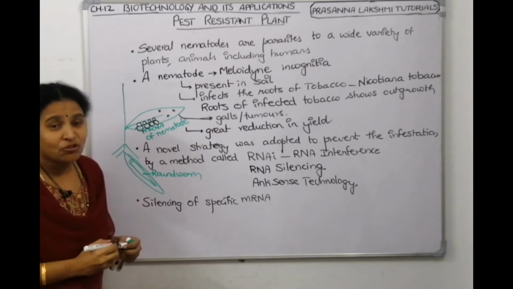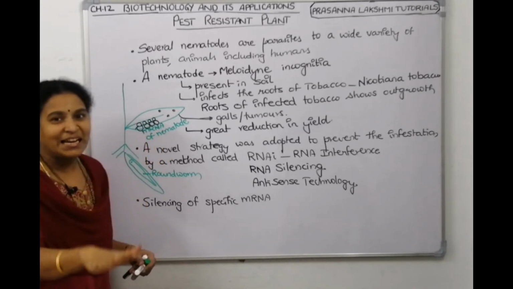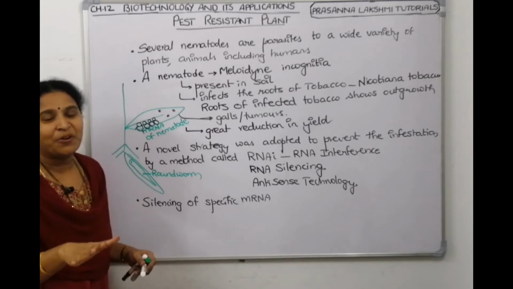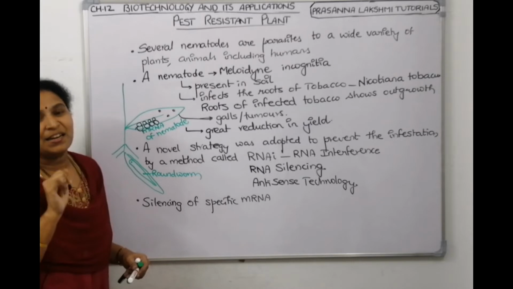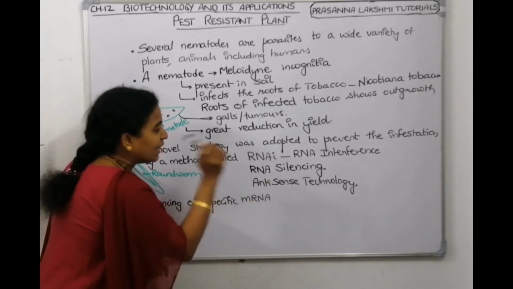What are we trying to do now? We are going to make the nematode's mRNA silent. Don't talk. Don't bind to ribosomes. Don't make the proteins. Then the plant will not get affected. So that's what we are going to do. That is why we call it RNA silencing.